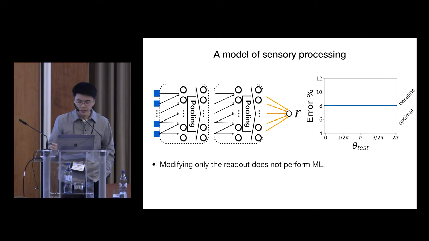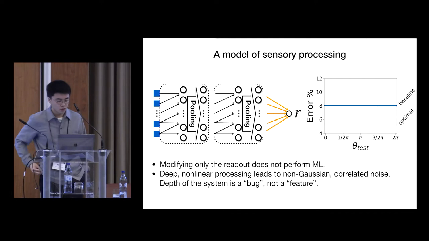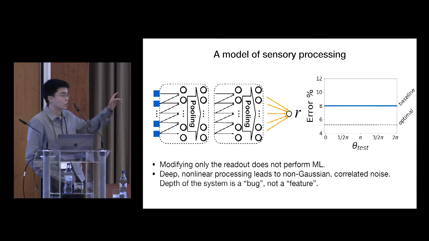And in this case, like I explained before, this deep nonlinear processing is actually a burden, right? Because it causes non-Gaussian correlated noise in the output. So it's really hard for a linear discriminator to figure it out towards the end.